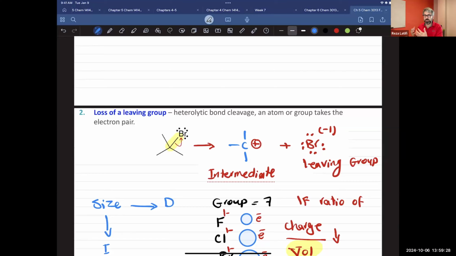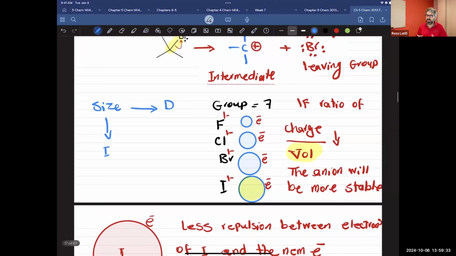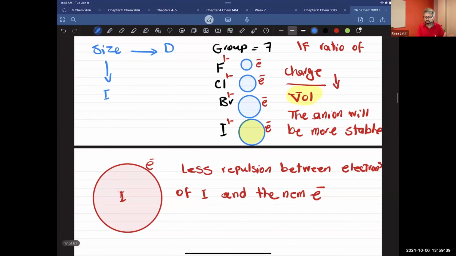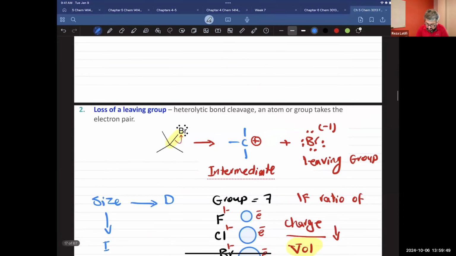Now, after breaking it, what will happen? You get an ion. Which anion is more stable? The one that has the biggest volume, and in this case, it will be iodide. So two factors: breaking the bond is easier for iodide, and when iodide gets formed, it can easily handle the negative charge. So that's going to favor the chemical reaction, and the reaction is going to move in this direction.